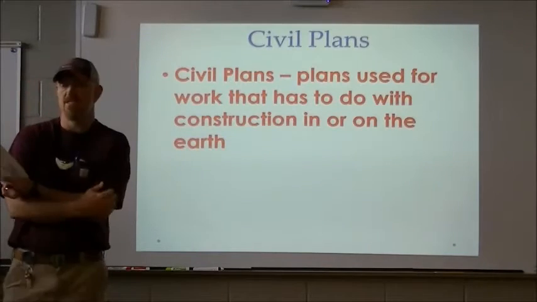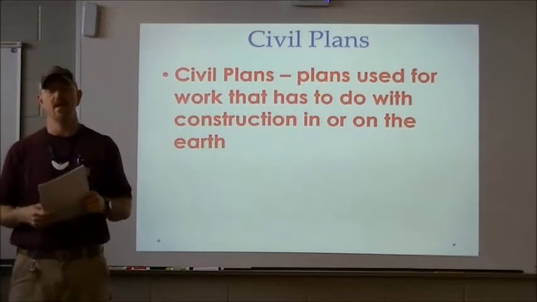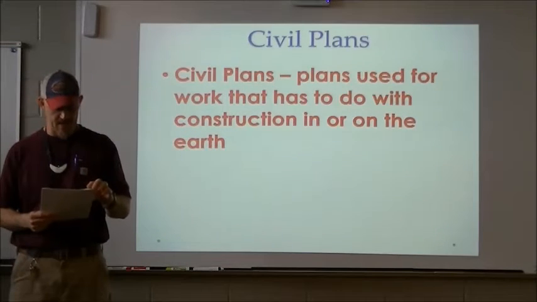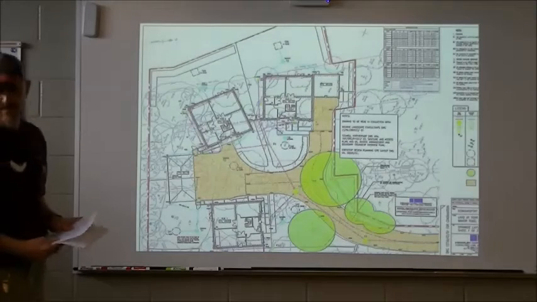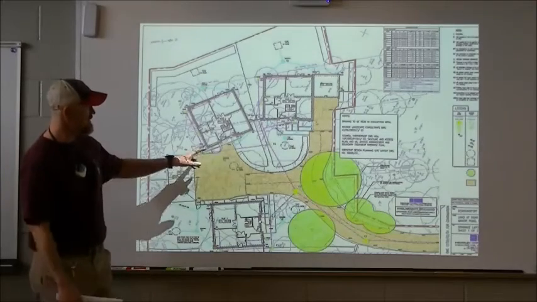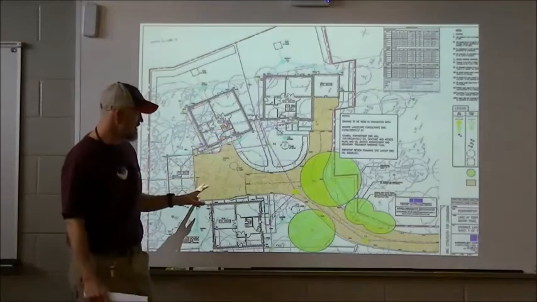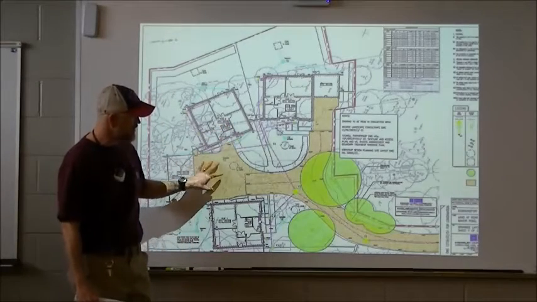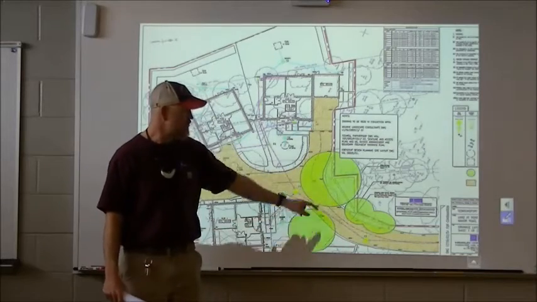First type we're going to talk about is civil drawings. Civil drawings are plans that are used for work that is done in or on the earth. So we can see this is a civil drawing right here. You can see it shows the building pad. Here we have two buildings. It shows, I would assume this is some kind of asphalt. These are trees.